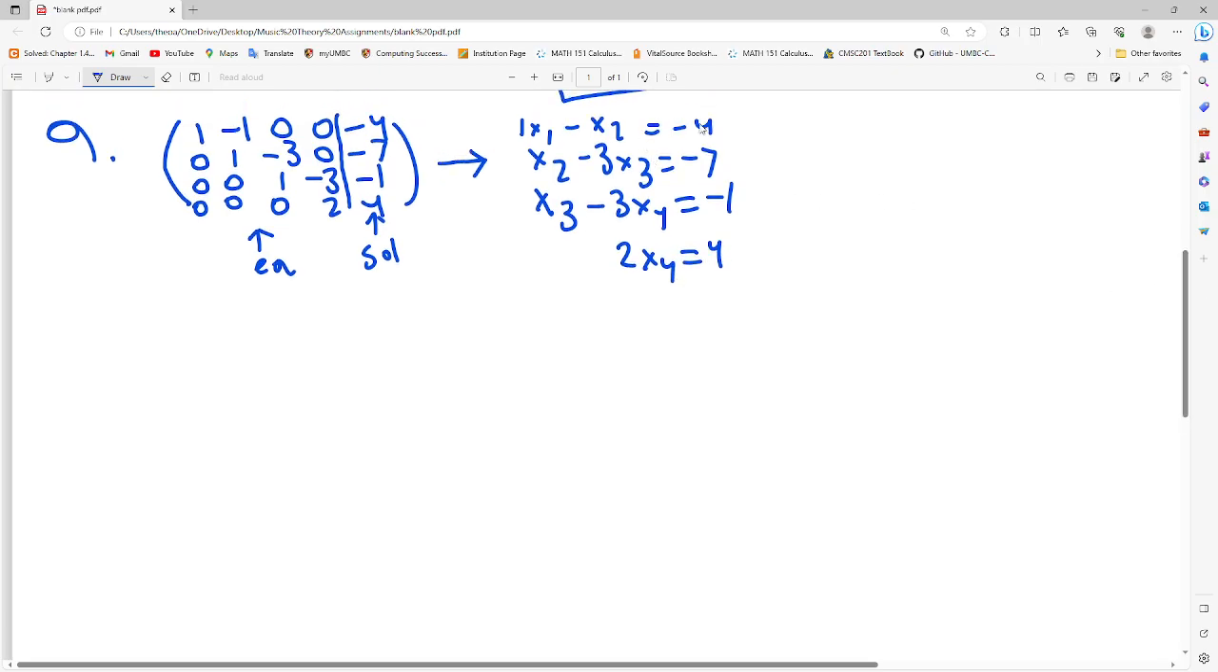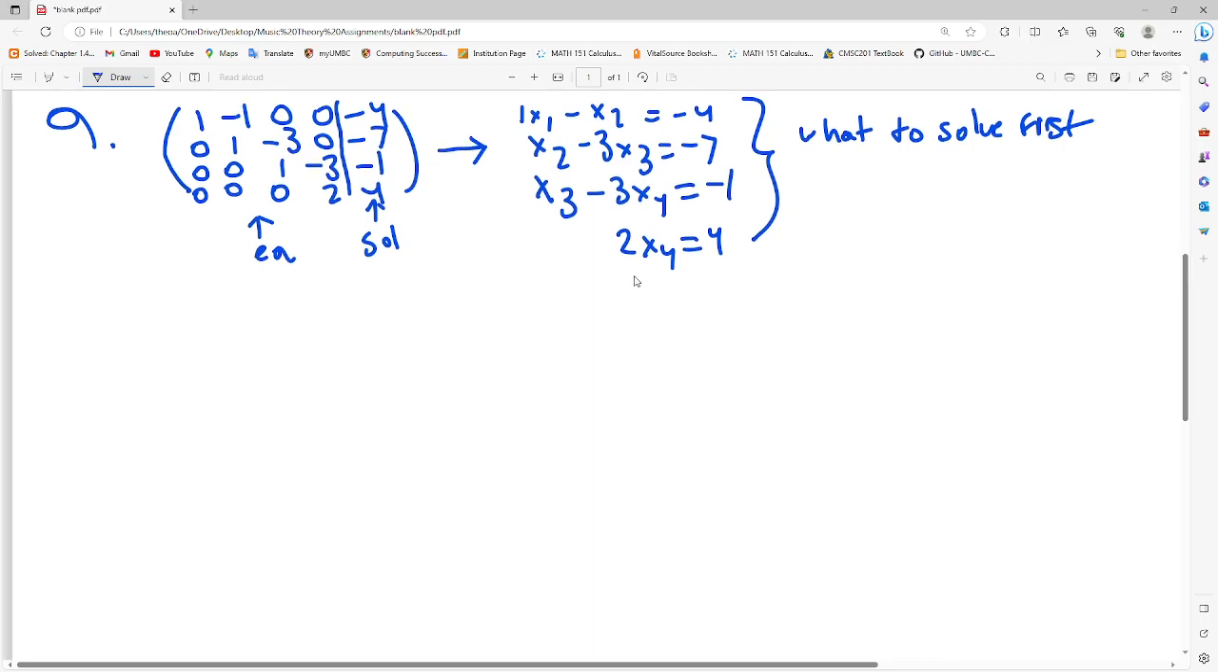So looking at all these equations, we want to ask ourselves what to solve first. Well, what we're going to do is we see 2x4 is equal to 4. And using basic properties of algebra, we can just say divide both sides by 2. And then we end up getting x4 is equal to 2. So that's our first part of the answer. Now that we have x4 equals to 2, we can use this.